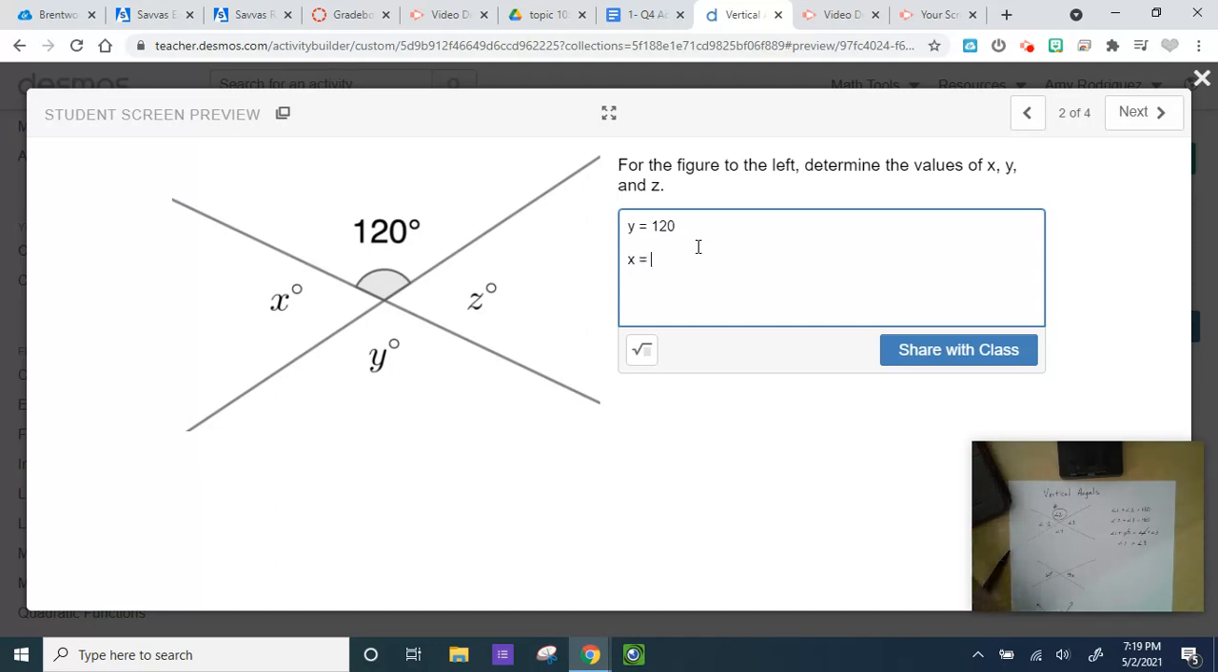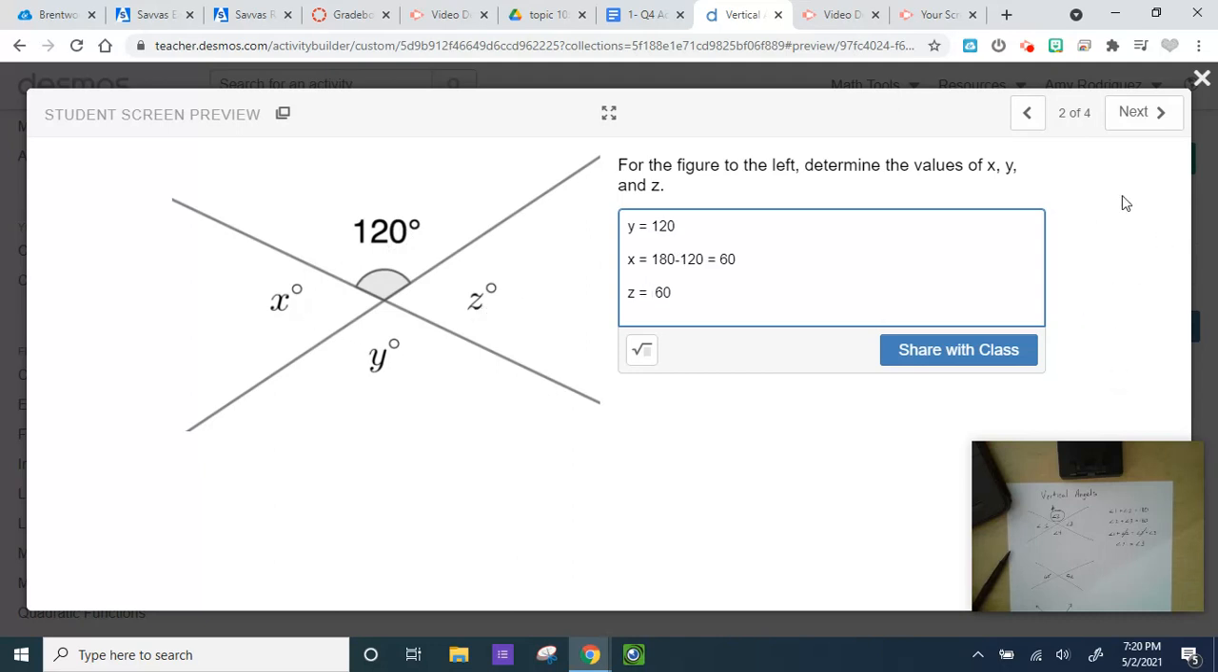How could we figure out x? What property would tell us what x is? Well, we could do 180 minus 120 because they're supplemental. So it would be 60. And if x is 60, that means that z is 60 as well. And if I add all these up going all the way around, I should get 360 because a circle is 360 degrees. Try that out. What is 120, 60, 120, and 60?